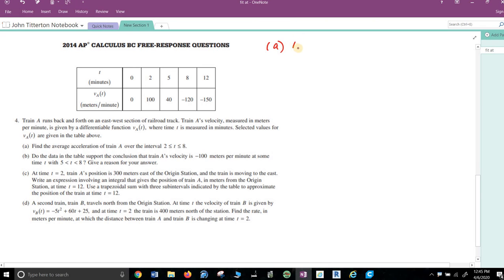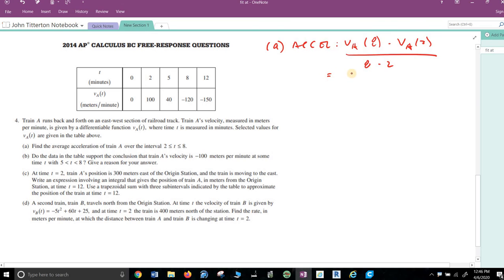So I'm going to be abbreviating here. The first part says acceleration, and that's change of velocity. It says average acceleration, so that's just v_A of 8 minus v_A of 2 over 8 minus 2.